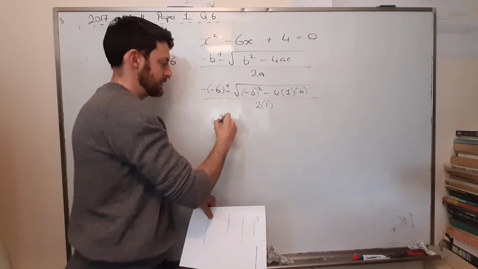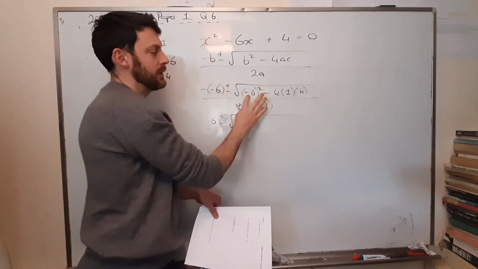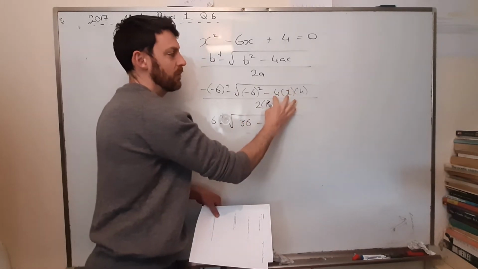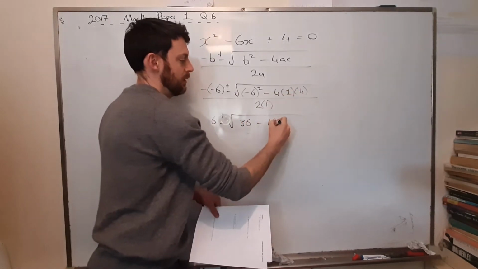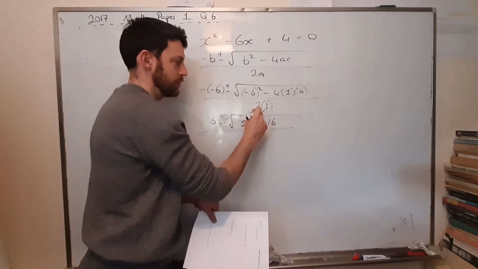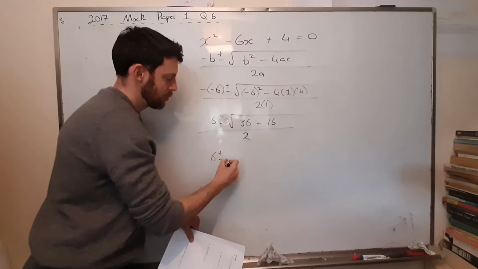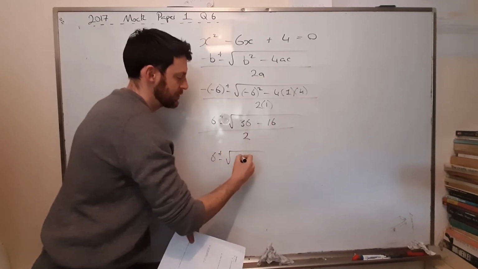This becomes 6 plus or minus the square root of minus 6 multiplied by minus 6 is 36. Take away 4 times 1 is 4 times 4 is 16. All on top of 2. 2 times 1 is 2. Okay, so this becomes 6 plus or minus the square root of 36 take away 16, which is 20, all on top of 2.